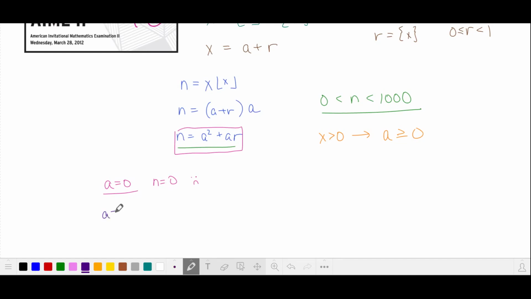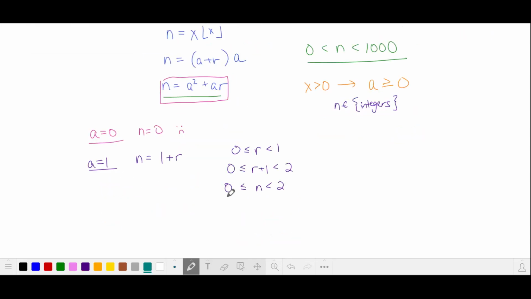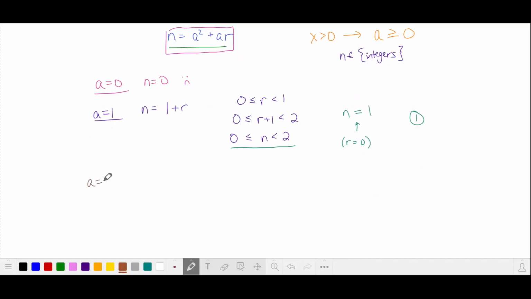Let's try a equals 1. Substituting, n is going to be 1 plus r. Since r is between 0 and 1, we'll add 1 to this chain inequality. So n is between 1 and 2. We also have that n is an integer. So for a equals 1, we're looking for all integers in this interval. We have one solution where n is equal to 1. This occurs when r is equal to 0. So this is our first solution for n. And we'll go on to a equals 2.